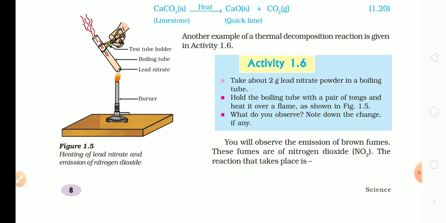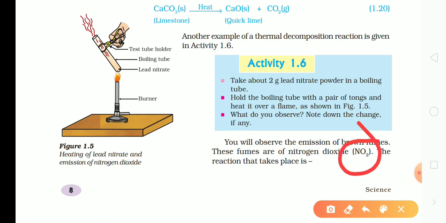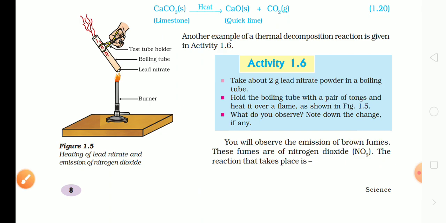Lead nitrate is actually white in color. And when we heat this lead nitrate, you can see brown fumes coming out of the test tube. These brown fumes are none other than nitrogen oxide gas.